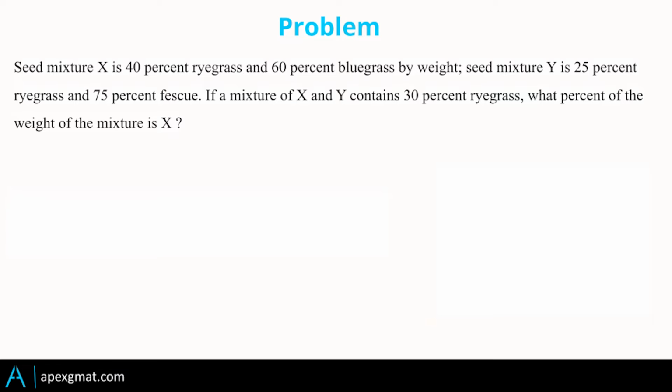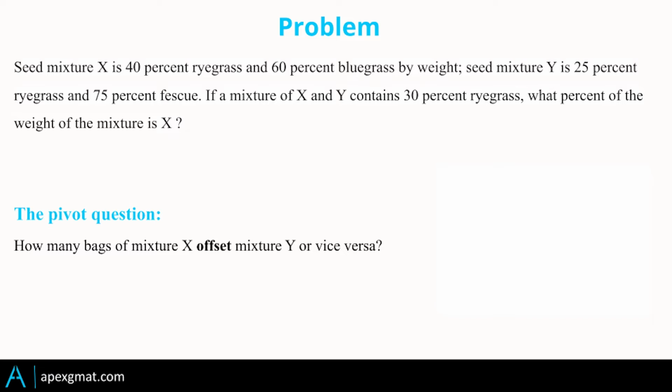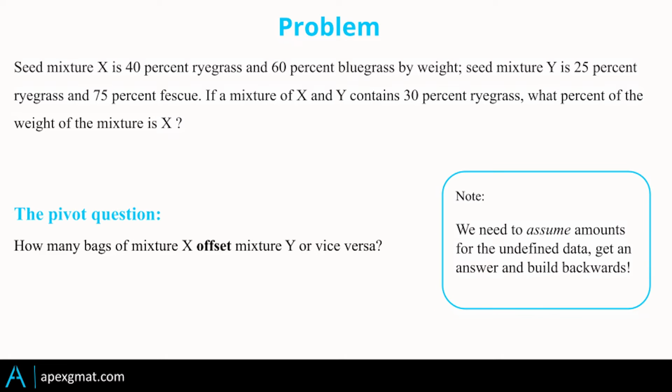And this has to direct us to the pivot question. How many bags of mixture X offset mixture Y, or vice versa? That is, much like other problems where we don't have precise data, we need to assume amounts of data that are undefined and then get an answer and build backwards. This is a little weird until you try it a few times and get used to mentally wearing it.